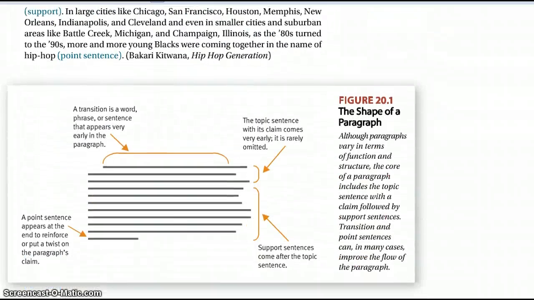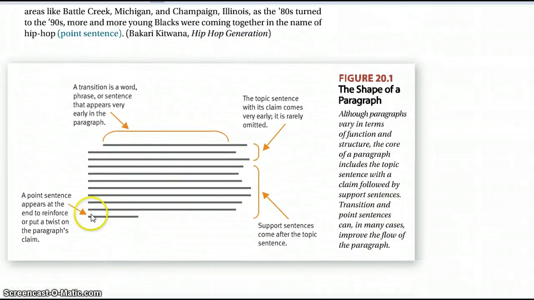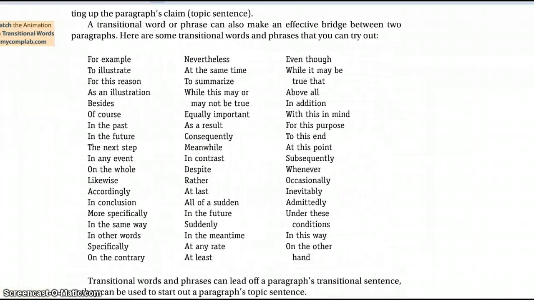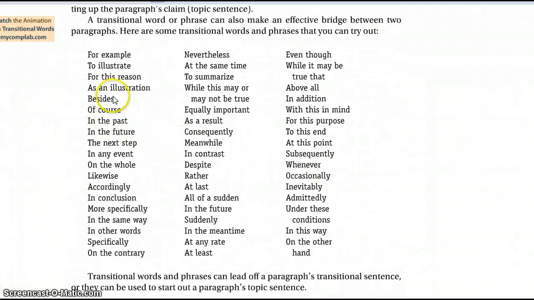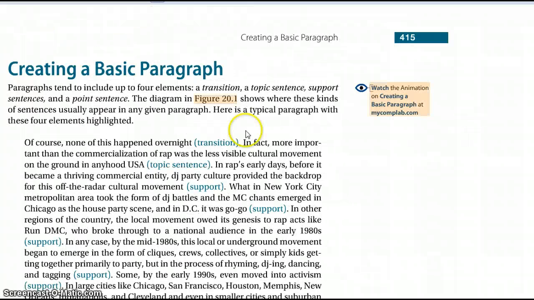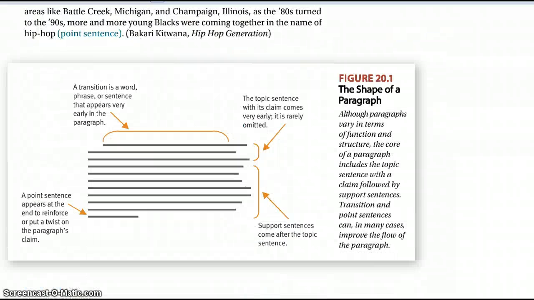And let's scroll down to the bottom of the page. I love this figure. Transitions. Paragraphs should always use some sort of a transition, and those transitions are listed on the next page. Let's flip over there to look at the transitions. As an illustration, or in the past, in the future, meanwhile, to this end, subsequently, on the other hand, whatever it is, a transition is a good way to help the reader follow your thoughts, follow your ideas.